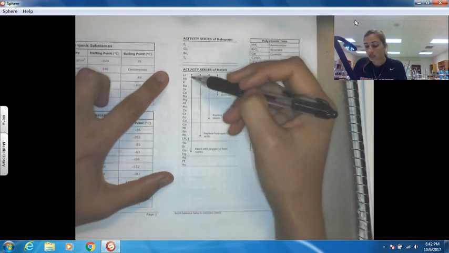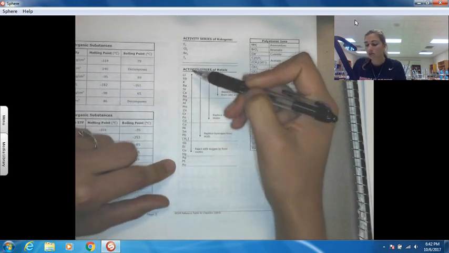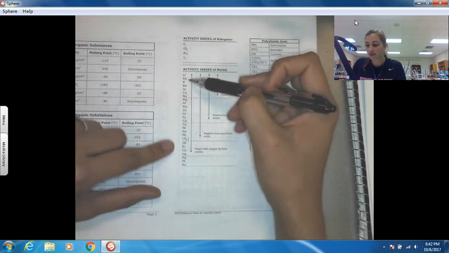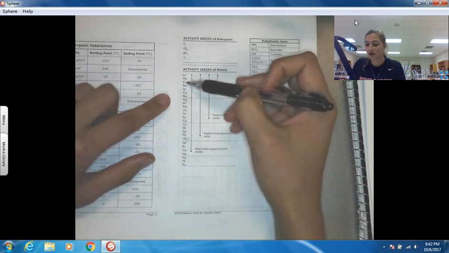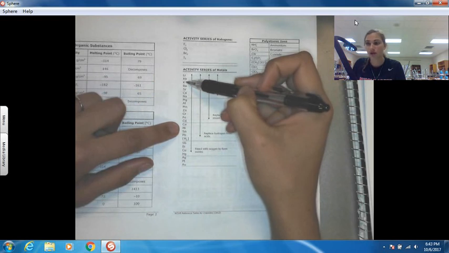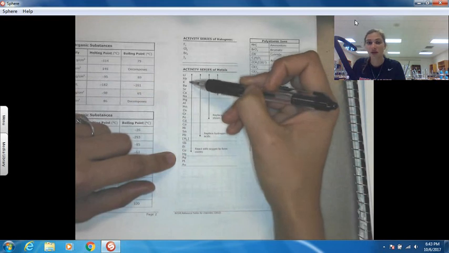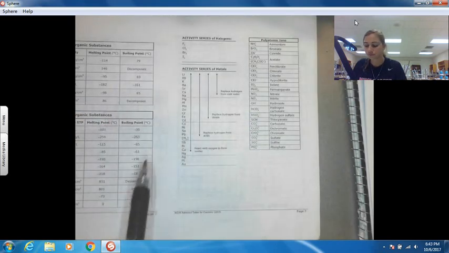So you're really doing it based on the placement on the activity series. So if the element that's by itself needs to be more reactive, that means that in a single replacement reaction, the metal that is by itself has to be higher up on this list in order for the reaction to occur. And we're comparing it to the metal that's part of the compound. If the element that's by itself is lower on this list than the metal in the compound, then a reaction will not occur. So let's see an example.